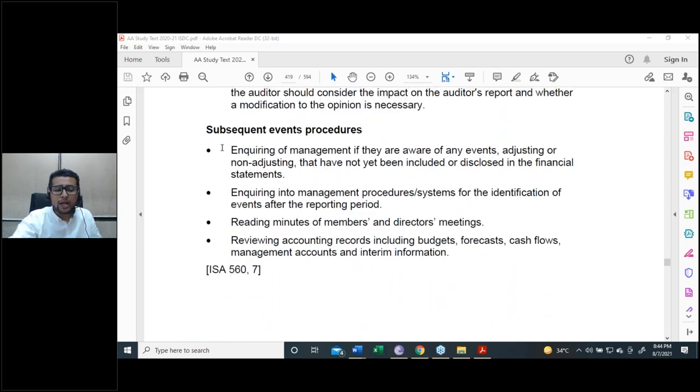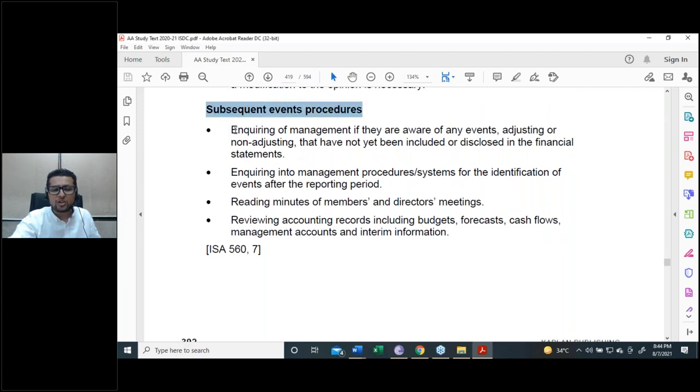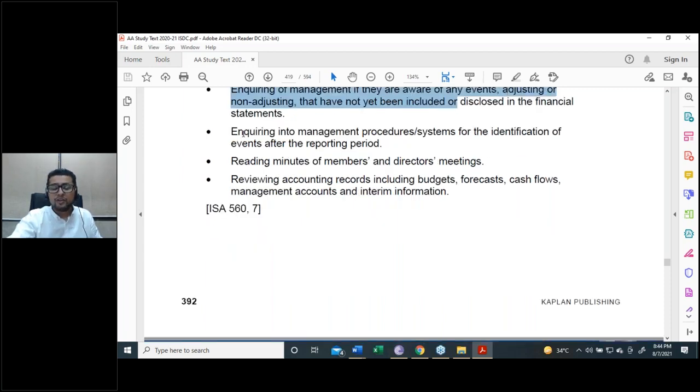Okay, how as an auditor are you going to identify subsequent events? First of all, you have to inquire of management whether they are aware of any subsequent event which they haven't disclosed in the financial statements. So ask them. That's your first procedure. And then inquire of management what procedure or system they have to identify subsequent events.